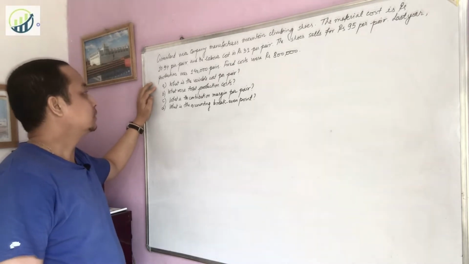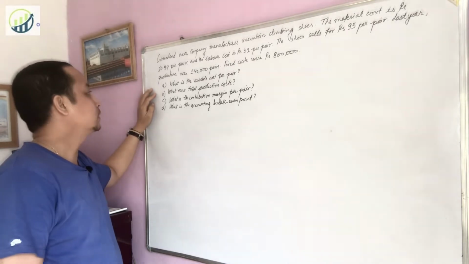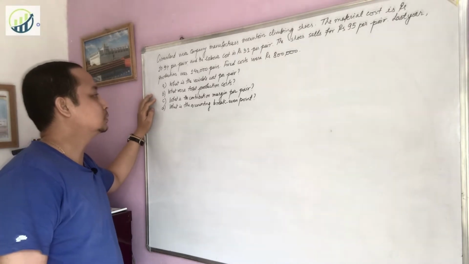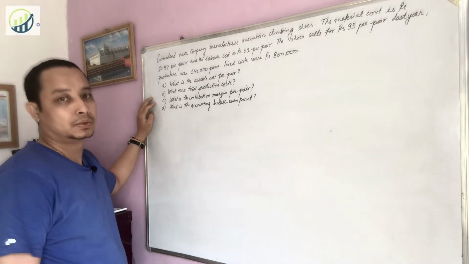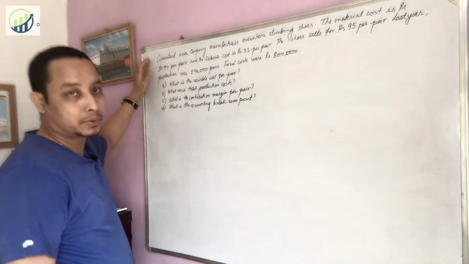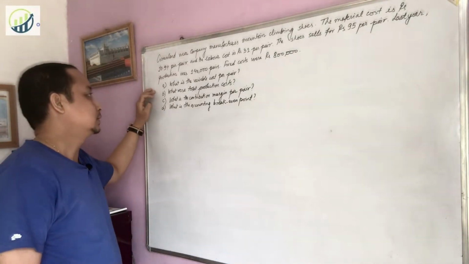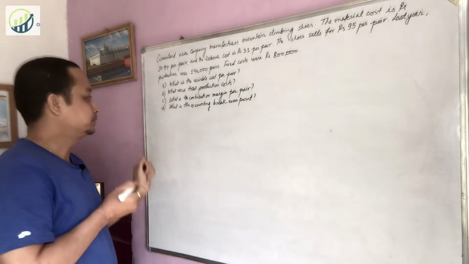So, what is the variable cost per pair? What were total production cost? What is the contribution margin per pair? What is the accounting break-even point? So, this is the question, and some informations are given and some are asked here. So, let's solve it.